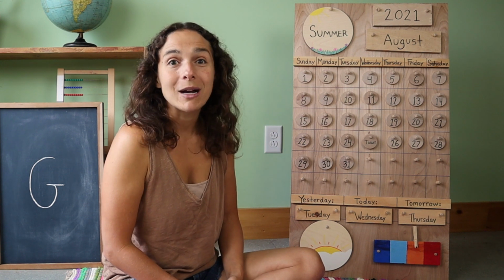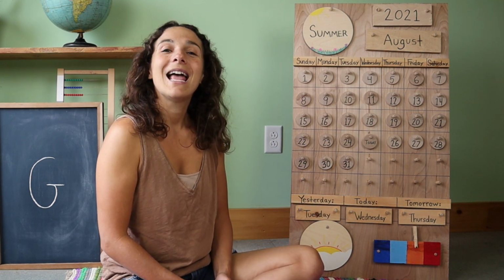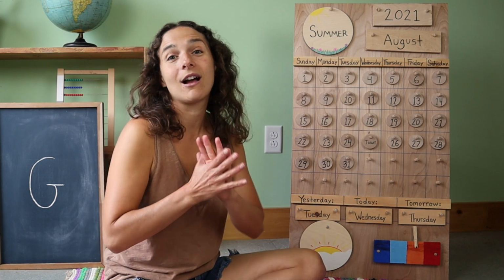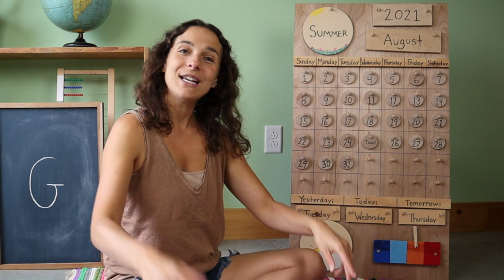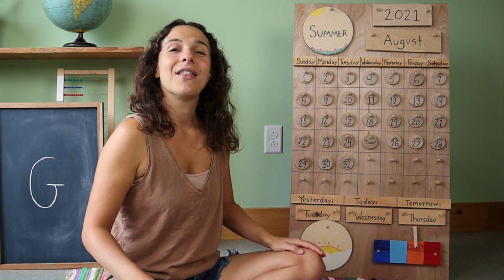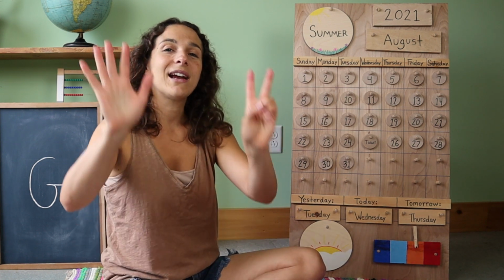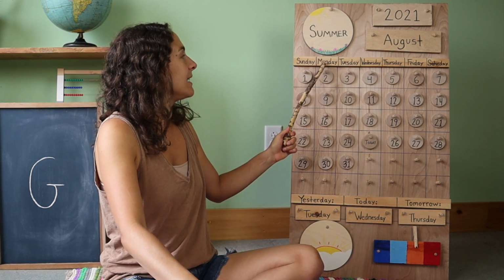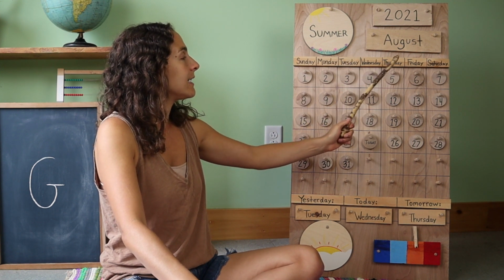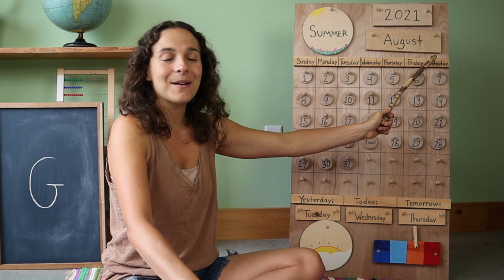We counted 25 days that we've had in the month of August. Now it's time to sing the Days of the Week song. So hold up your 7 fingers like this, and if you know the words, you can sing along with me. There are 7 days, there are 7 days, there are 7 days in a week. Sunday, Monday, Tuesday, Wednesday, Thursday, Friday, Saturday.